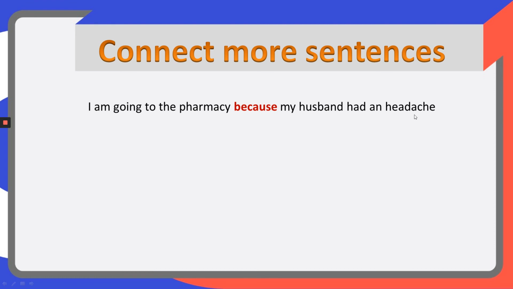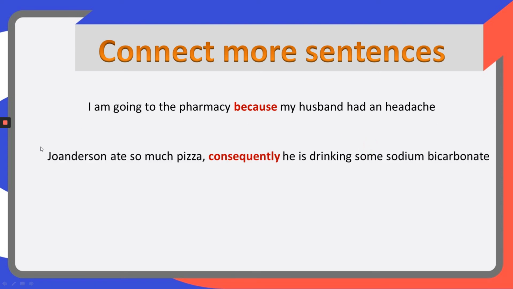And then I want to use a sentence with a simple past. Let's use a connector. I'm going to the pharmacy because my husband had a headache. Other example. Joe Anderson ate so much pizza. Look, a sentence in the simple past. You know how to make the simple past. Now, this is the irregular verb of the verb eat. You have it in the book, okay, if you read the vocabulary. Joe Anderson ate so much pizza. Consequently, he is drinking some sodium bicarbonate.